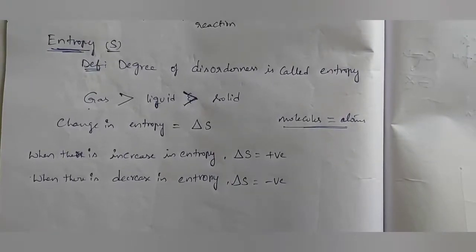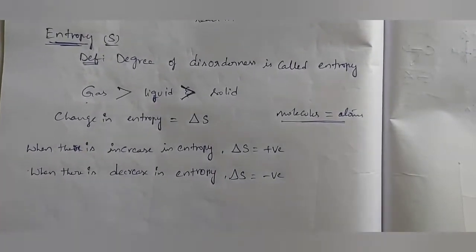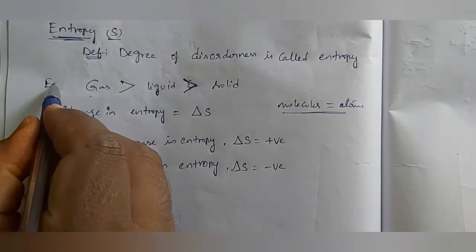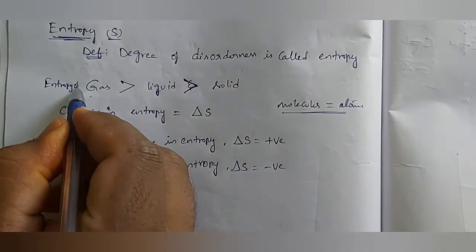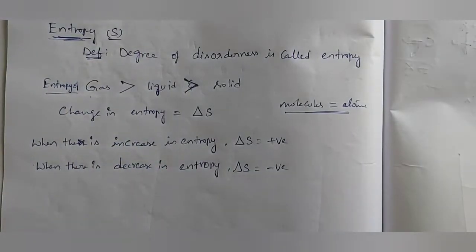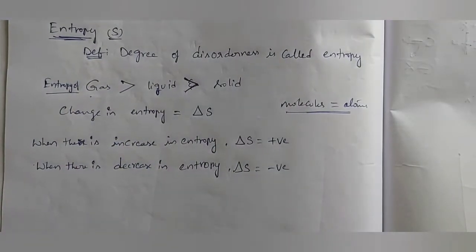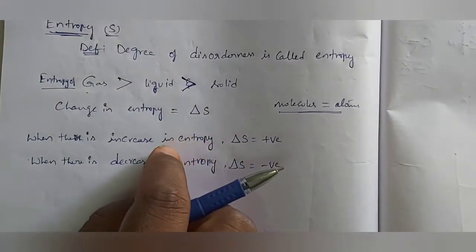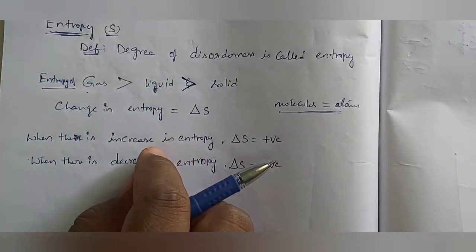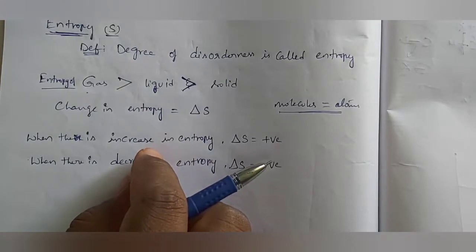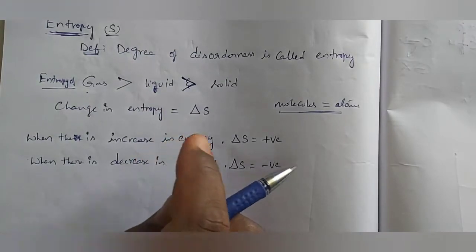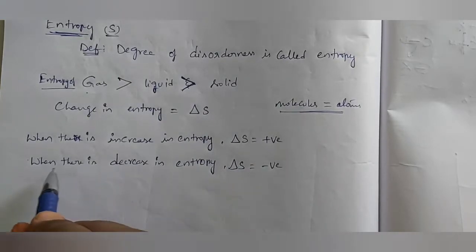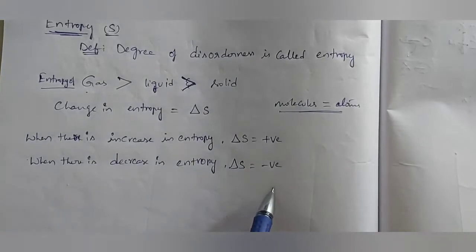Definition once again, entropy: degree of disorderness is called entropy. This is the entropy order. Entropy of gas is greater than liquid. Entropy of liquid is greater than entropy of solid. Change in entropy is delta S. Generally, when there is a change from one state to another state, there is a change in entropy, definitely. So when there is increase in entropy, delta S is positive. When there is decrease in entropy, delta S is negative.